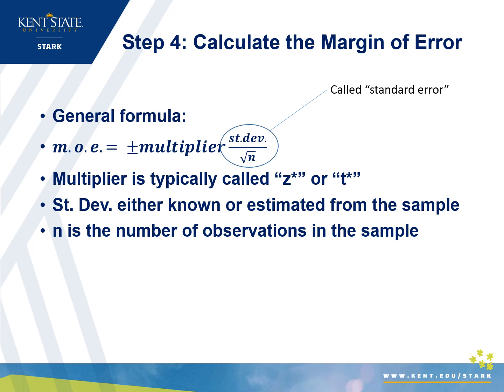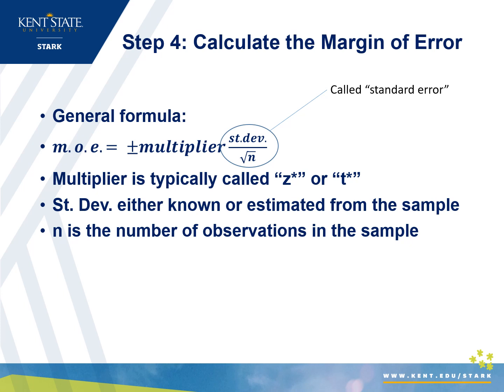Then this multiplier is multiplied by the standard deviation, either one that we know somehow, or one that we estimate based on the sample we have. Finally, we divide this by the square root of the number of observations in the sample. This ratio of that standard deviation divided by the square root of the sample size is what we call the standard error. So another way of expressing this margin of error is to say that the margin of error is a multiplier multiplied by the standard error.